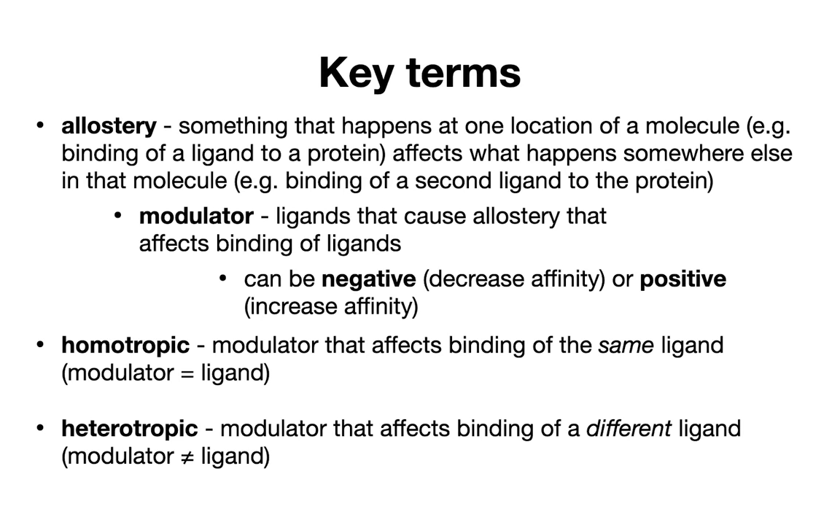These can also be classified as homotropic, where you have a modulator affecting binding of the same ligand, like our oxygen affecting the binding of oxygen, or they can be heterotropic, where a modulator affects binding of a different ligand. So in this case, our modulator isn't just another copy of the ligand. An example of this was our BPG, which is going to act as a heterotropic modulator. More specifically, it's going to act as a negative heterotropic modulator because it's decreasing the binding of oxygen, whereas oxygen acted as a homotropic positive modulator because it was increasing the affinity of the subsequent binding.